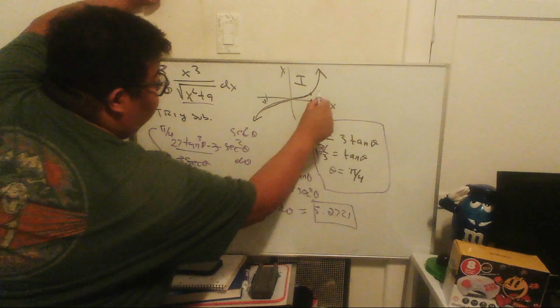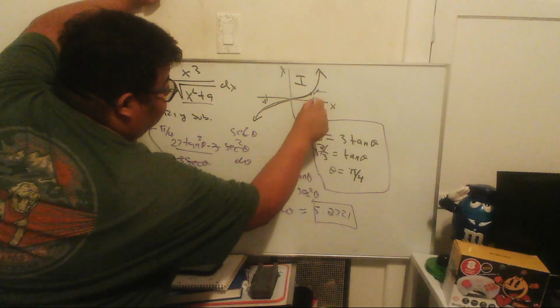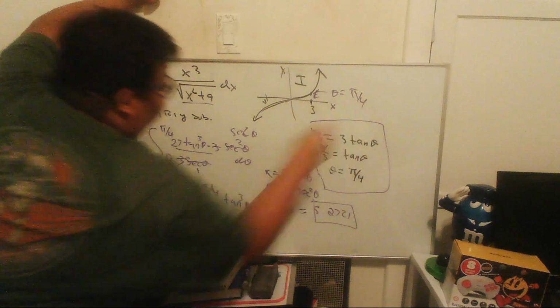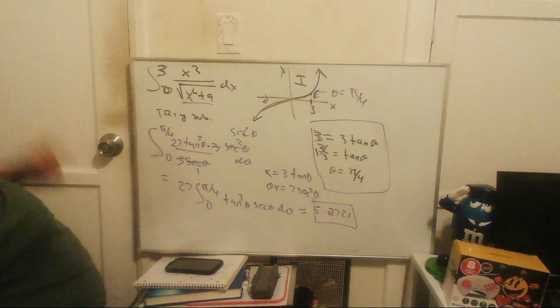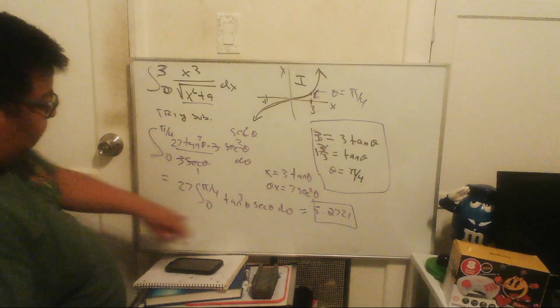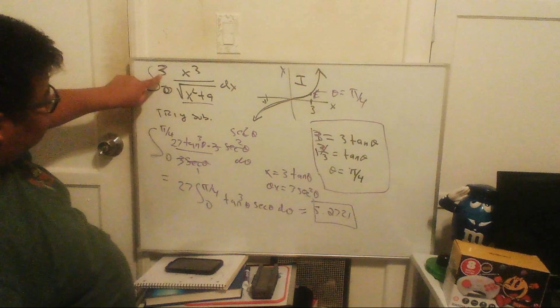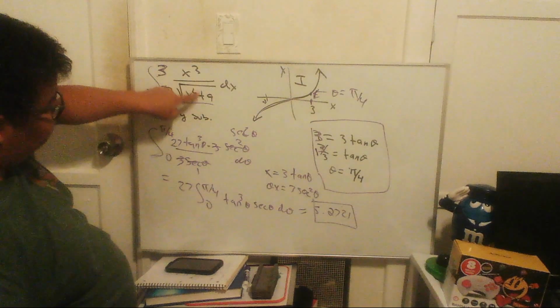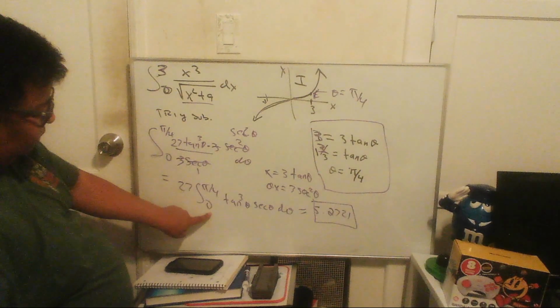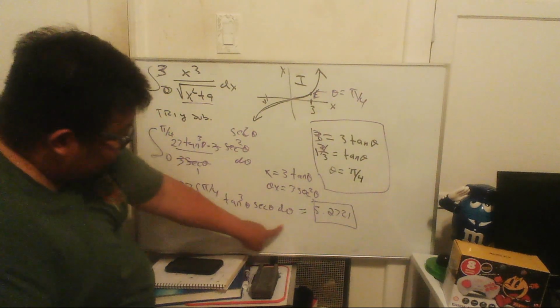Okay, so now make sure this is when theta equals pi over 4. Now it works out. If you do this here, 0 to 3 of this function, you're gonna get the same answer as you do with this one, 0 to pi over 4 of tangent secant.